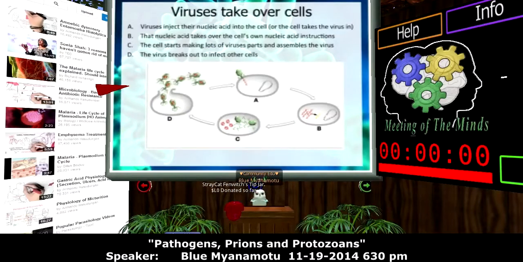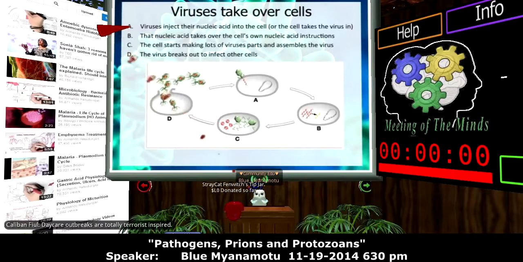Viruses are very different from prions. Remember, with prions, a healthy prion bumps into an unhealthy prion, and all of a sudden, boom, they change shape, and then they go and infect other ones. Now, viruses take over very differently. This is a very general diagram to give you an idea of how viruses infect, because they are different than the other pathogens.